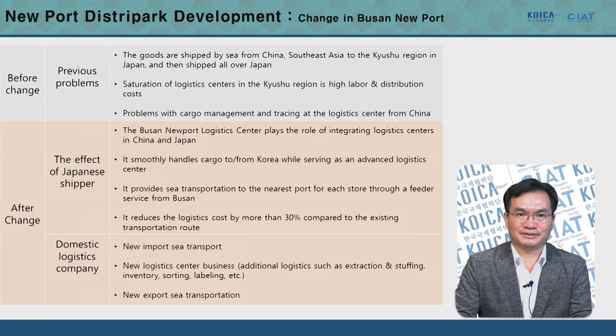To solve this issue, a distribution center located in the district park of Busan Newport was used, and the distribution center played a role of integrating the distribution centers in China and Japan. This allows maritime transportation to the nearest port for each store in Japan through smooth handling of cargo to and from Korea, advanced logistics center function, and the feeder service from Busan, thereby reducing the logistics cost by more than 30% compared to the existing transportation route.